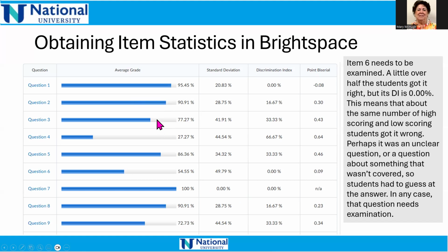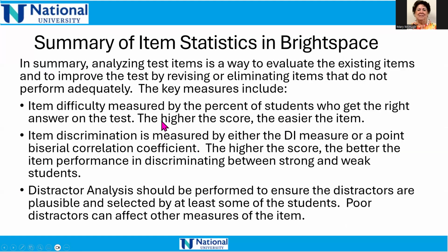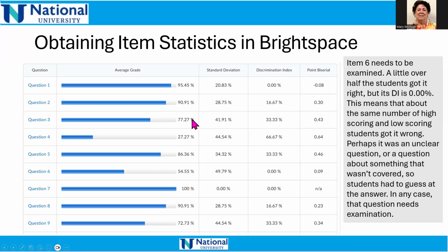The next question was correctly answered by 77.27% of the students. The discrimination index is 33.33%, which is 0.3333. And the point biserial agrees, it's 0.43. They agree this discriminated very well. So what you know about this particular question is that most of your high scoring students did well. They got it correct. Most of the low scoring students did not.